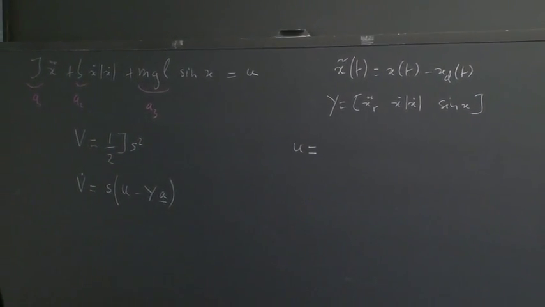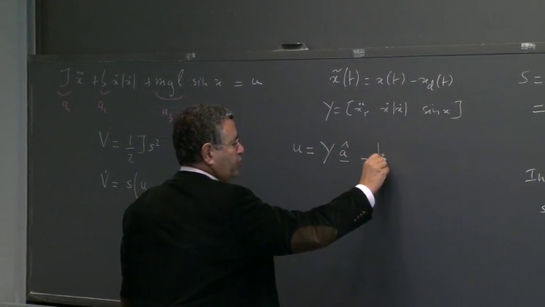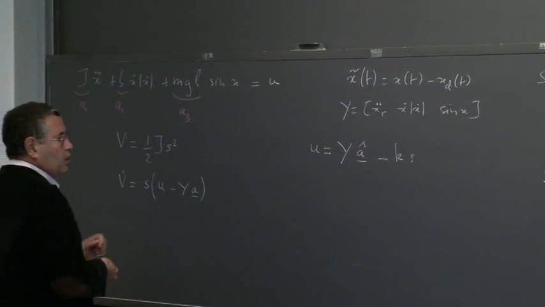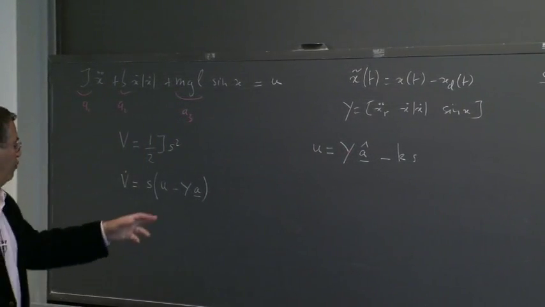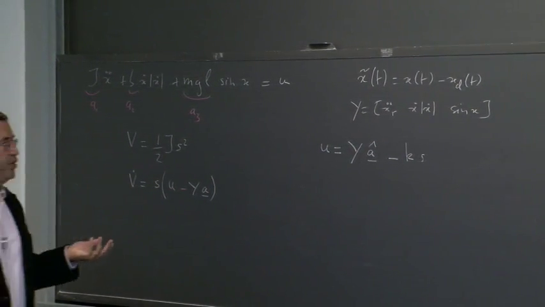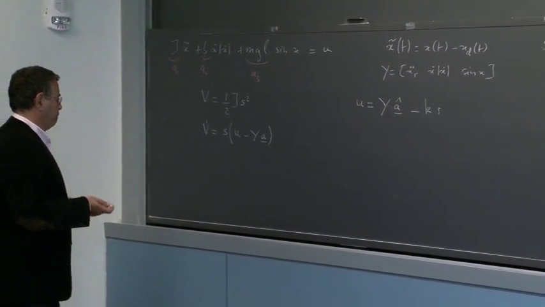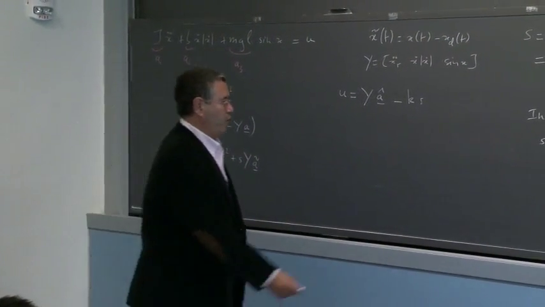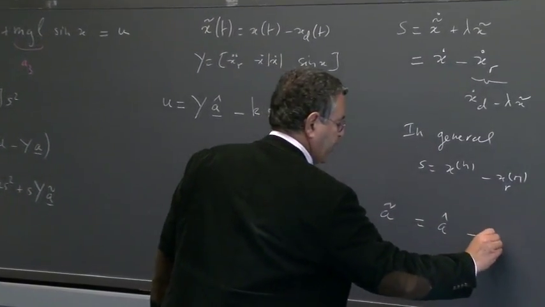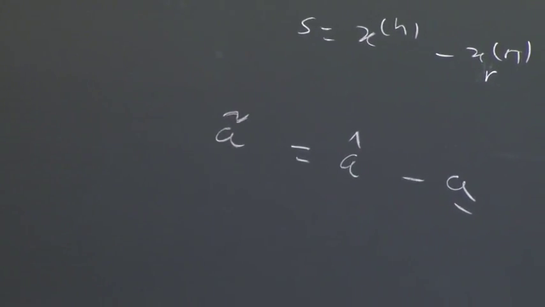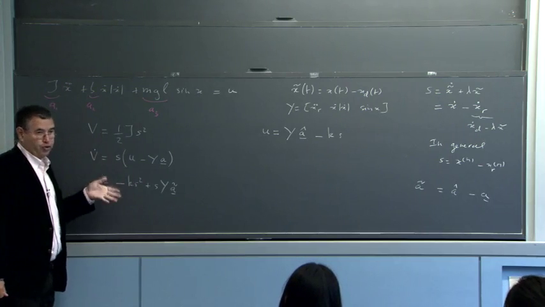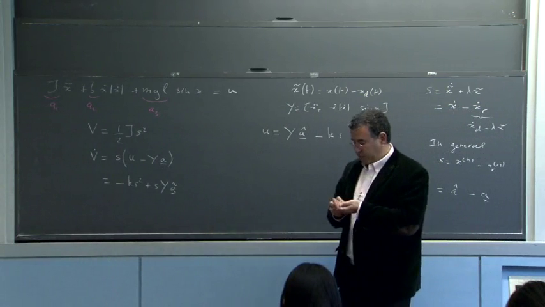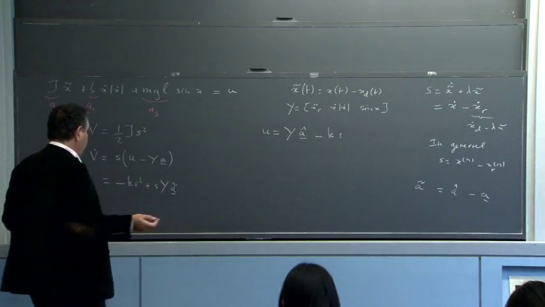If we pick U equal Y a hat minus k times S, this is basically like a PD term and k is a positive constant, then this Y a hat is trying to do its best to throw away this term Y A, to compensate for this term Y A, based on estimates of the unknown parameters a1, a2, a3. So this would give us minus k S squared plus S Y a tilde, where remember a tilde was a hat minus a. This first term is something we like. It makes V dot negative, and it's proportional to S squared. So if we use Barbalat's lemma to show that V dot tends to 0, if we just had this term, it would mean that S tends to 0. But of course we have this term which we don't know the sign of.